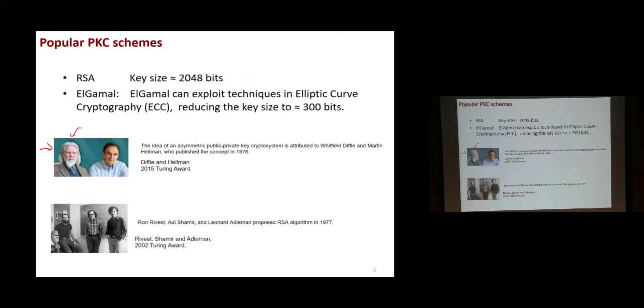the size depends on the underlying what they call elliptic curve. Okay, the groups. So if using appropriate groups, the key size can reduce to 300 bits. So in some sense, ElGamal is more efficient.